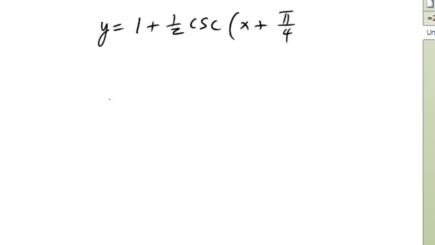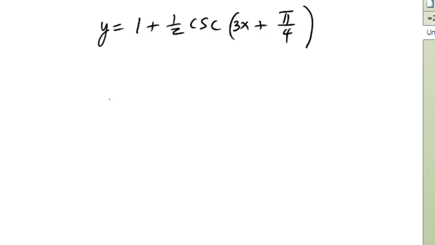Okay, so next we're going to take a look at graphing cosecant. So let's suppose we have the equation y equals 1 plus 1/2 cosecant of x plus pi over 4. Let's just change it. Let's say this is a 3. It's kind of boring to do it like that. So let's put a 3x plus pi over 4. Alright. Okay, so the trick here is to remember the relationship between cosecant and sine.